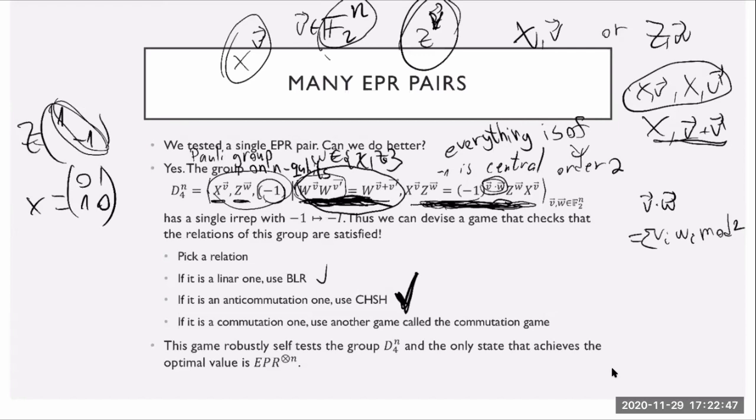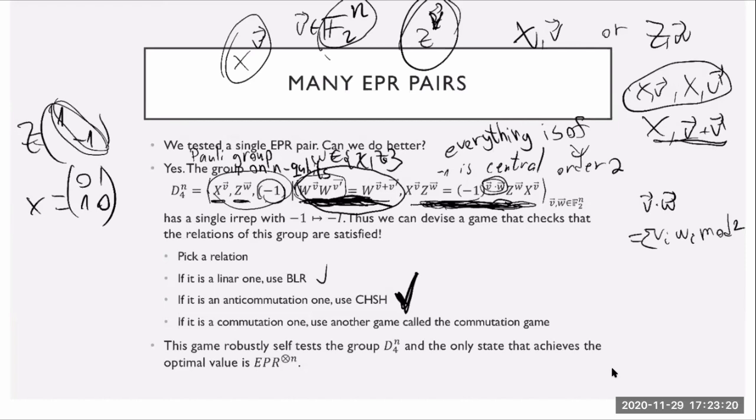Since the answers to the CHSH game are just single bits, I can send to one of them these kinds of questions, and to the other just these kinds of things. And when I say X and Z that are supposed to anti-commute, I just check that they satisfy the CHSH conditions, but they still answer with a single bit. And when I send these kinds of questions, I check linearity, which means that I play the BLR test with them.